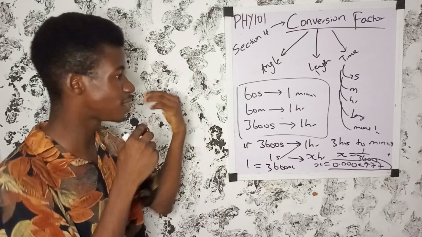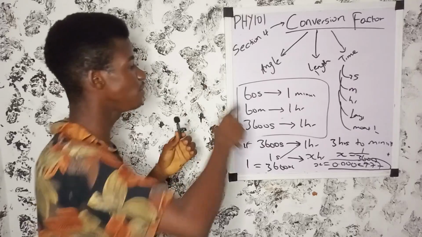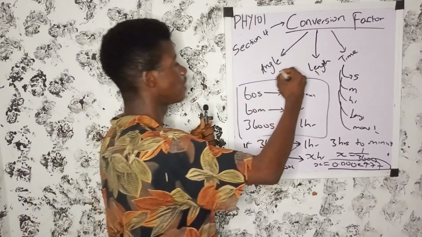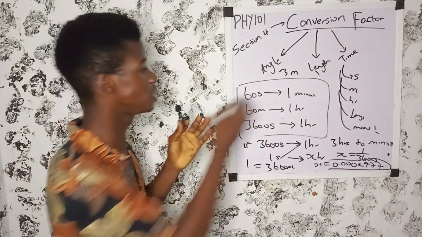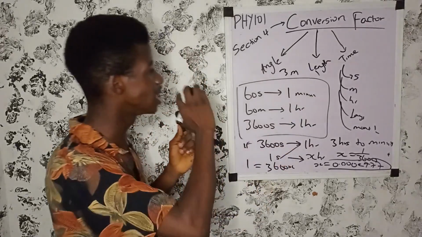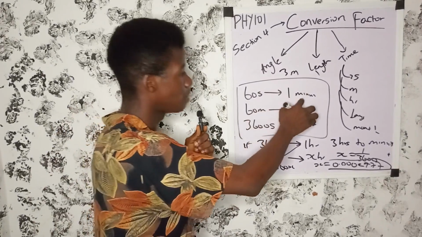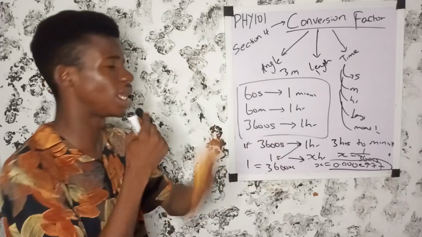So it's very easy. If they tell you to convert from minutes to seconds, use this. For example, convert 3 minutes to seconds. You say if 60 seconds equals 1 minute, then s seconds equals 3 minutes. Cross multiply, and you have your answer.